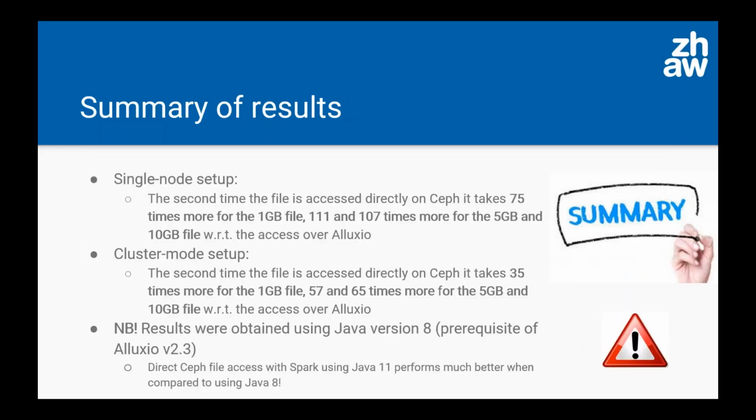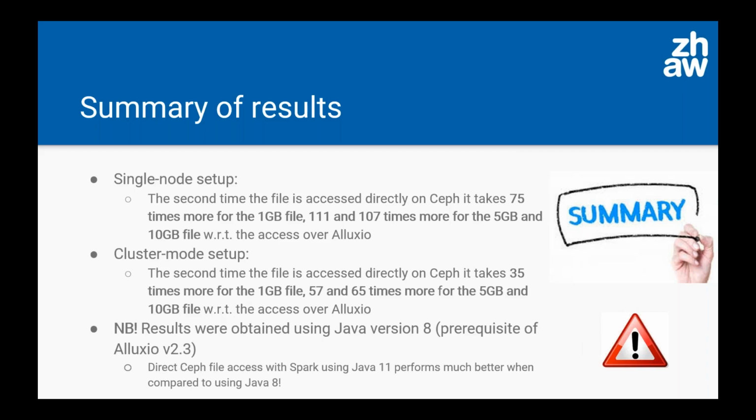So the conclusions we draw from this first set of results are that both in the single node setup and the cluster mode setup, we have incredible advantages in using Alluxio. In particular, I can mention a couple of numbers. We have up to 70 times faster computation for 1 GB files, and over 110 times faster for the 5 and 10 GB files. The same for the cluster mode setup, but they are a bit reduced.